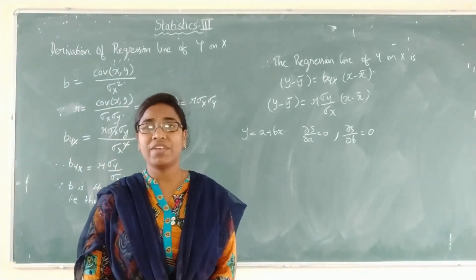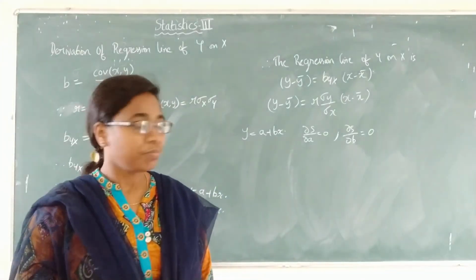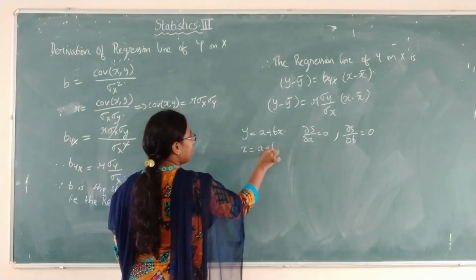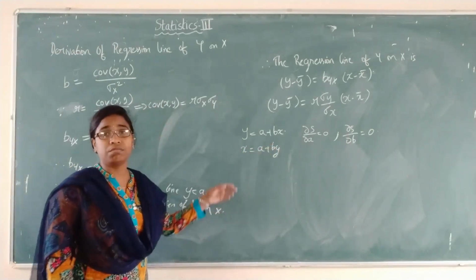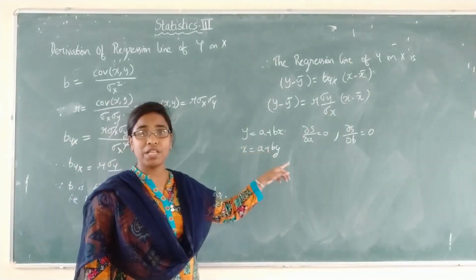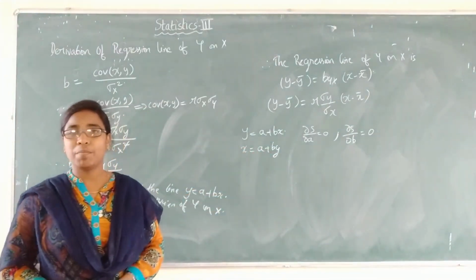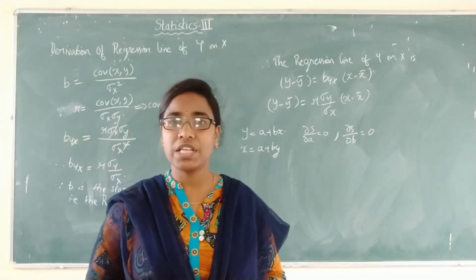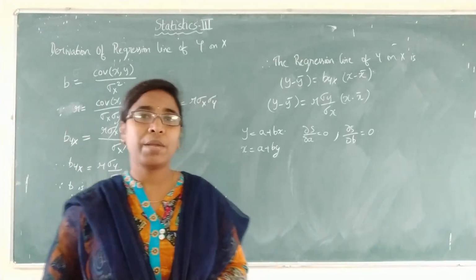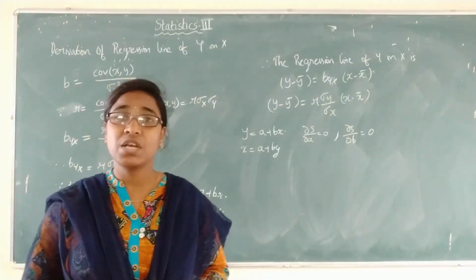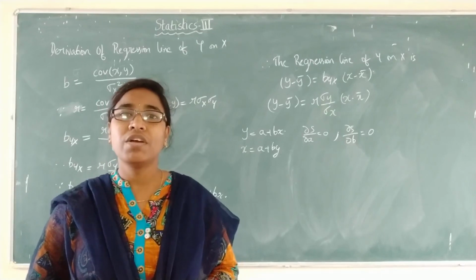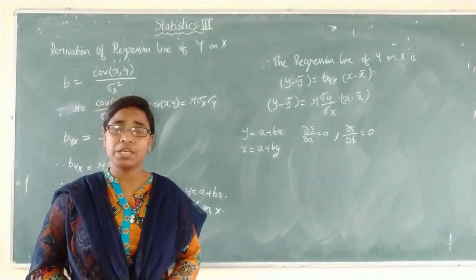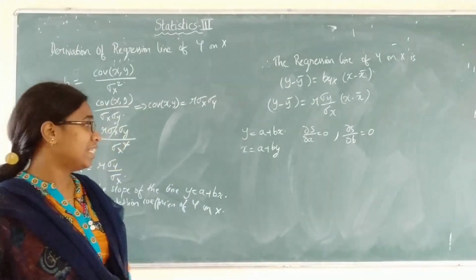Similarly, we can find x on y also. For x on y, you take the equation x equals a plus by, instead of taking y equals a plus bx. The procedure is the same. In place of y, you write x, and in place of x, you write y. So by replacing x with y and y with x, you will get the derivation of x on y. So try to do that. If you don't get it, we will be doing it in our next class also, since it is a similar procedure.